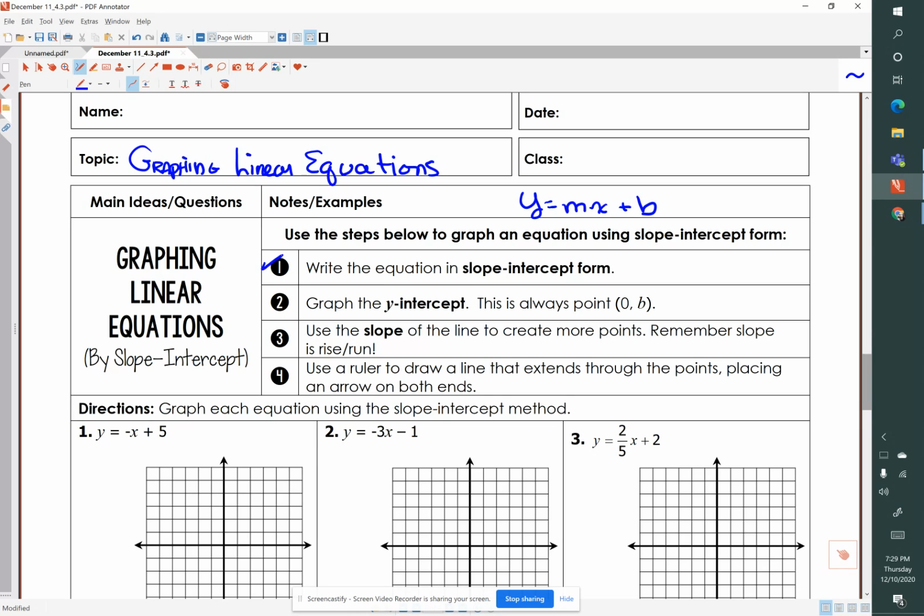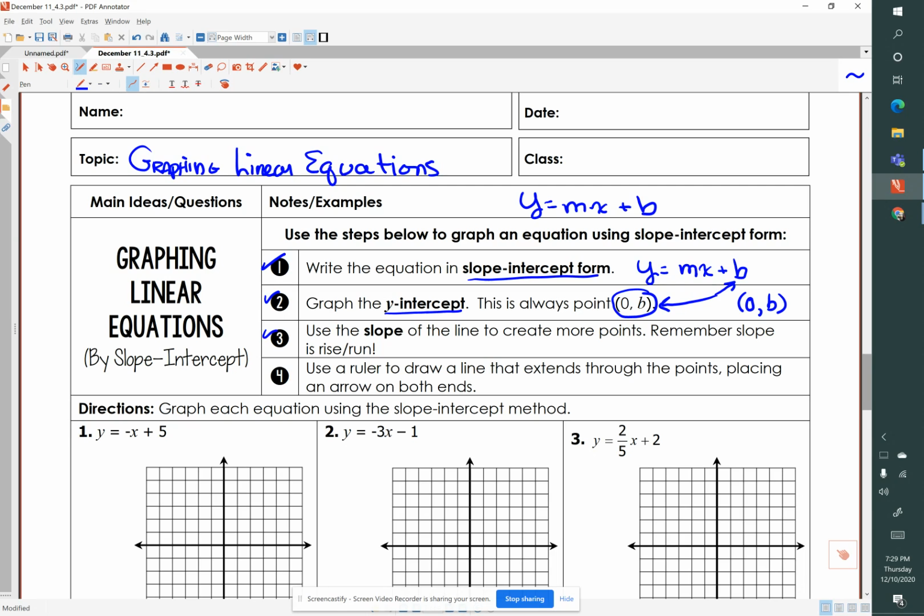So the first thing you want to do is write the equation in slope-intercept form, the form where y is isolated on the left side of the equation. Then you have the slope, which we represent by m, times the x value plus b, which is the y-intercept. The second thing you want to do is graph the y-intercept, and this is always the point (0, b). Here's the b. That is that y point there. But the point on the graph would be 0 and then the b value.